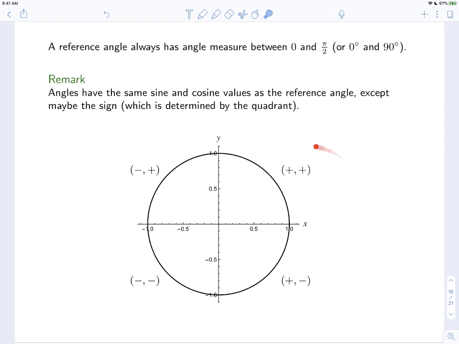In the first quadrant, everything's positive. In the second quadrant, the x-coordinate is negative, but the y-coordinate is positive. In the third quadrant, they're both negative. And in the fourth quadrant, x is positive, but y is negative. So you can find the values of sine and cosine for the reference angle, which will always give you something where x and y are positive. And then you just determine which one of these is positive and which is negative, and that will give you the value of cosine and sine of theta, and that depends on which quadrant you're in.